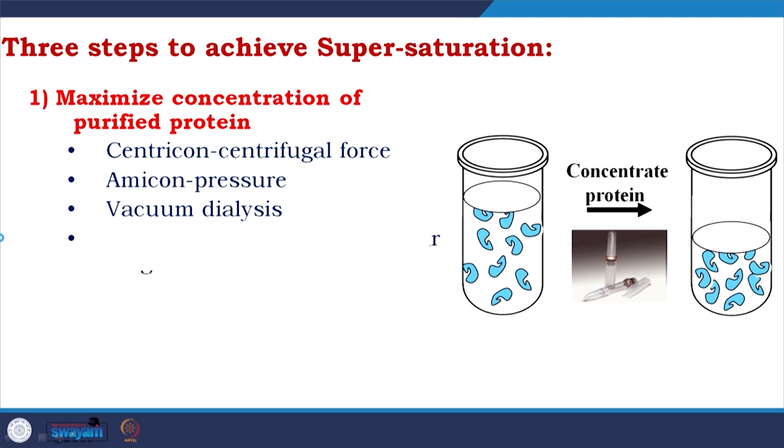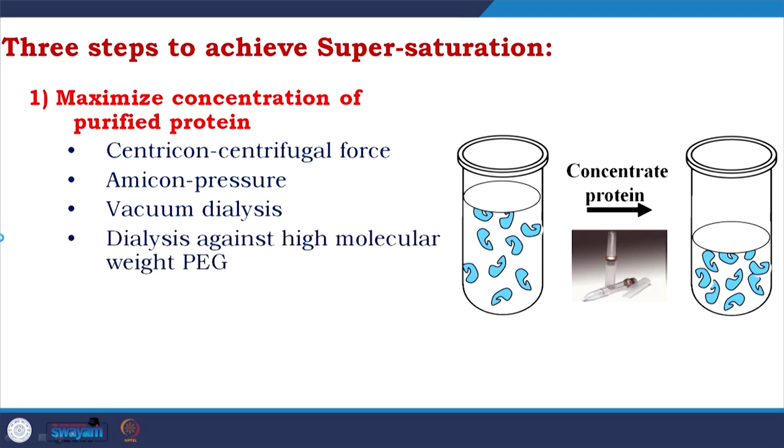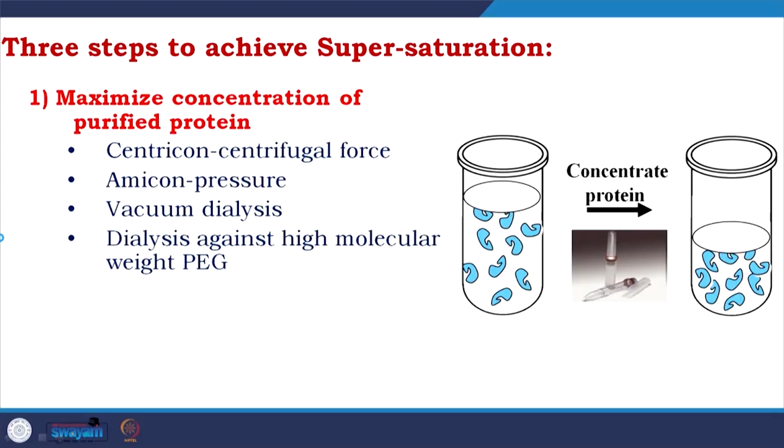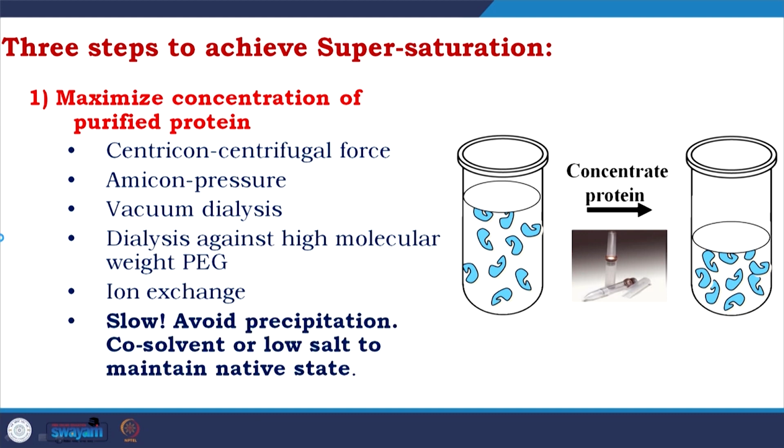Vacuum dialysis is an easy process where you have a membrane, and again following the same principle, the solvent and small molecules would be going out. Other options are dialysis against high molecular weight PEG, where PEG is polyethylene glycol, and ion exchange, which is a principle of chromatography. Also, slowly avoid precipitation, using co-solvent or low salt to maintain the native state.